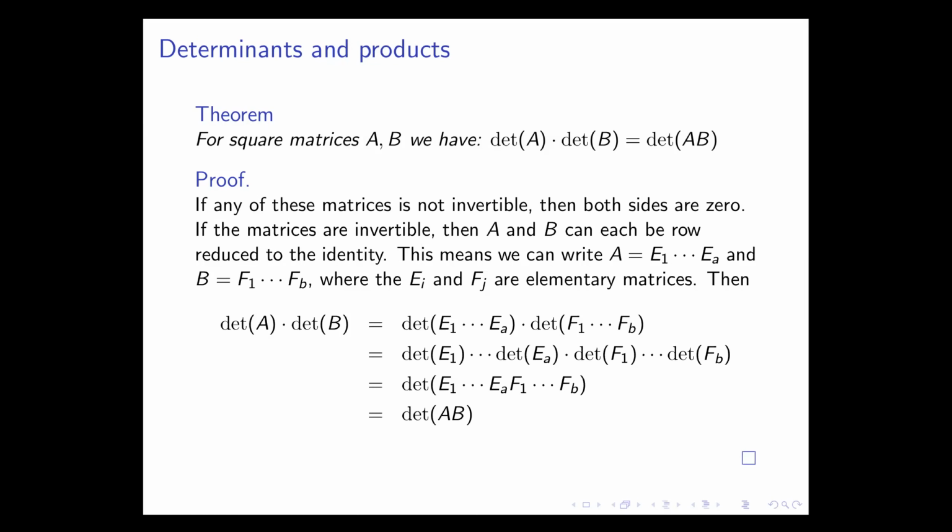And then we just can calculate. The determinant of A times the determinant of B is equal to the product of the determinants, and as we have seen, these factorize into the product of determinants of each of those elementary matrices. Of course, we can combine that back. Once we have the product of all elementary matrices, we can assemble it back together into a single product, which gives us the determinant of A times B.